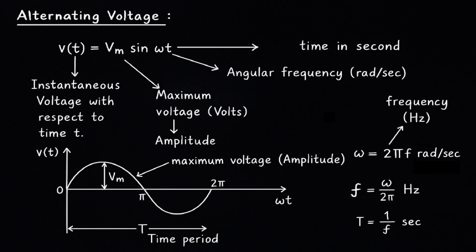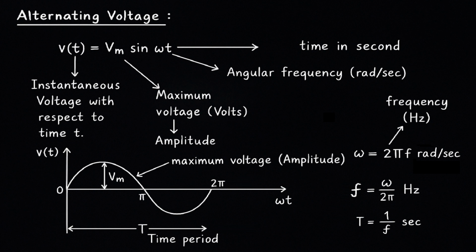Next in our equation is Vm. The capital V tells us it's a specific, important voltage value, and the subscript m stands for maximum. So, Vm is the maximum voltage. This is the absolute peak, the highest point the voltage will ever reach during its cycle. It's also known as the amplitude.